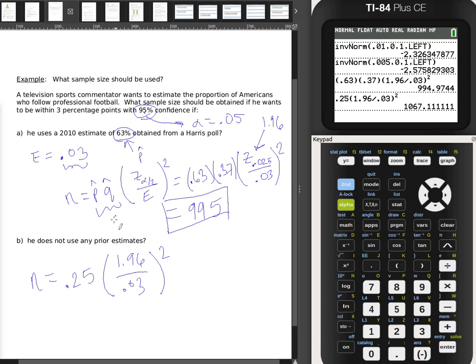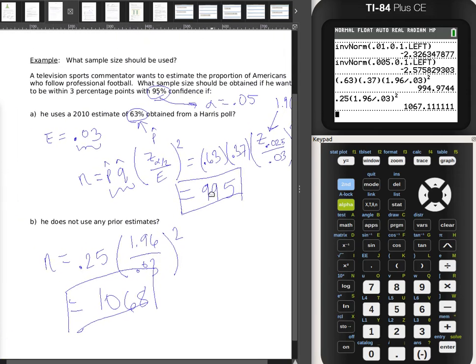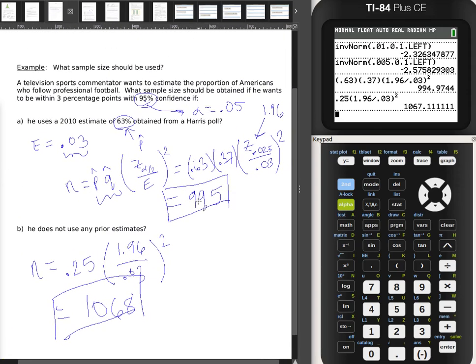See, now if he does not have a prior estimate, he will need to use a larger sample of 1,067.1, but you cannot have 0.1 person, of course, so we should round up to 1,068. This is how big his sample should be this time. So it's pretty straightforward calculating this one. You're just going to plug everything into the formula like so.